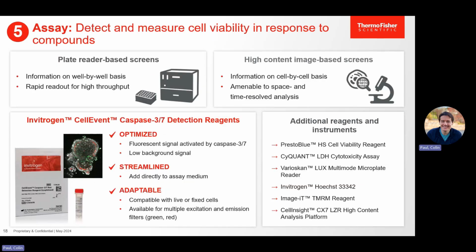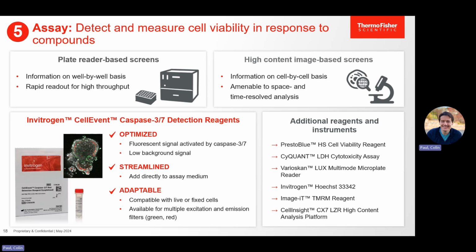Step 5, now that you have cells in a plate, is to run assays to detect and measure cell viability in response to compounds. I'll show examples of plate reader-based screens, which provide rapid readouts on a per-well basis, as well as high-content image-based screens to gain more information on cultures and improve amenability to space and time-resolved analysis.